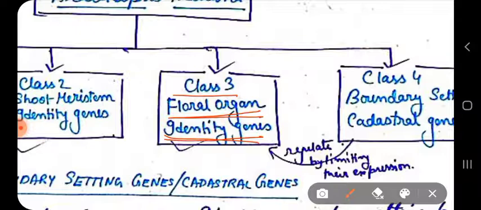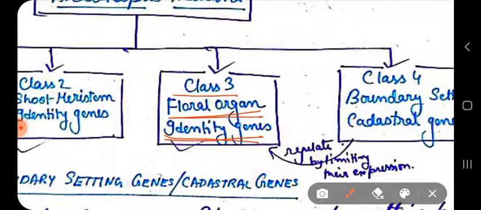That means all the organs that will compose a flower: the sepals, the petals, the stamens, then the female reproductive part, which is called what? I have forgotten. Carpel. Okay, the carpel, right? So the floral organ identity genes mainly control the floral identity. That means they maintain all the organs that will compose the flower.